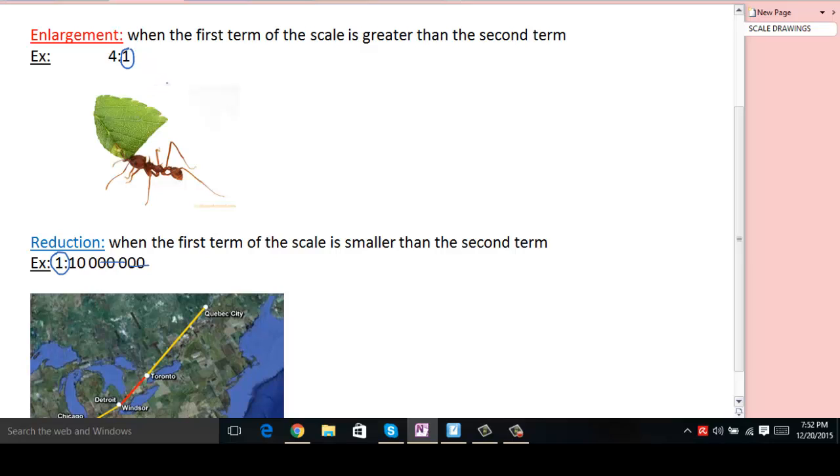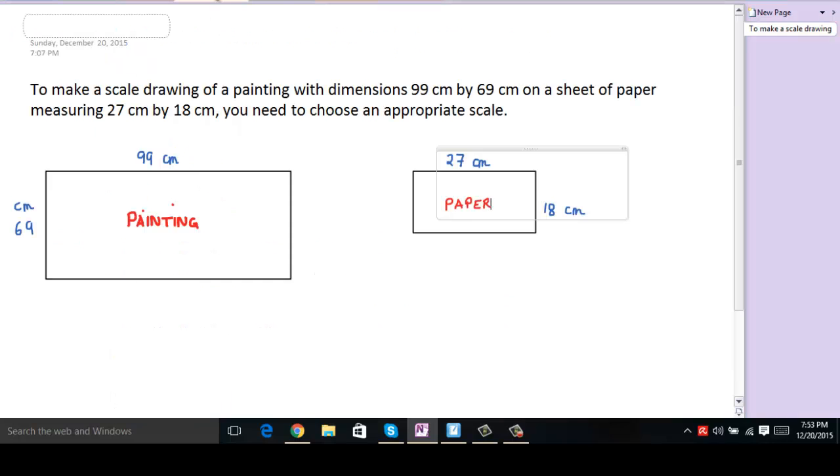It could be 4, it could be 500, it could be 1000, it could be 1 million, whatever the scale is, we will see it. But as you can see, nothing less than 1. And you will notice something else, that we don't accept any decimal in the scale. It's preferable to use a whole number. Let's start some examples to see how we can solve problems for enlargement or reduction.